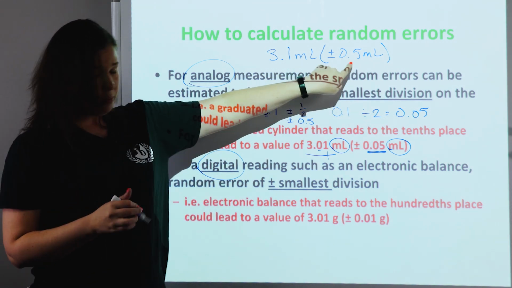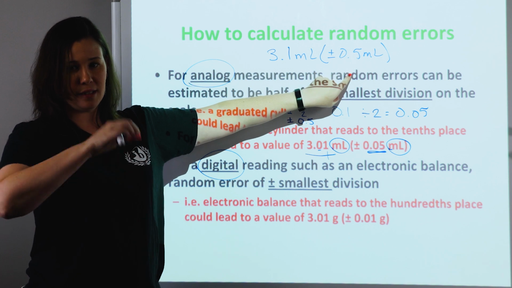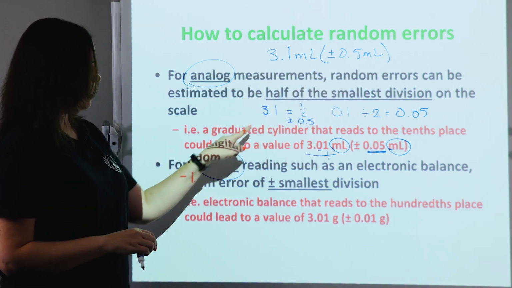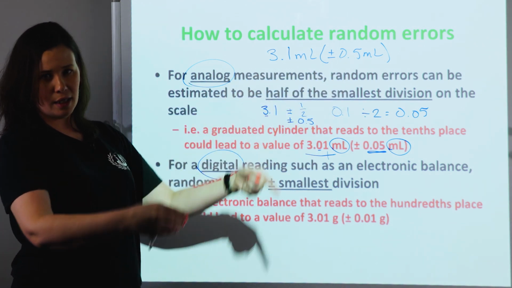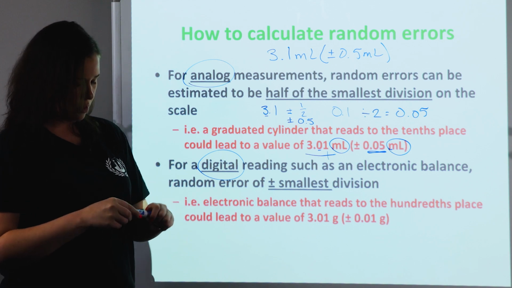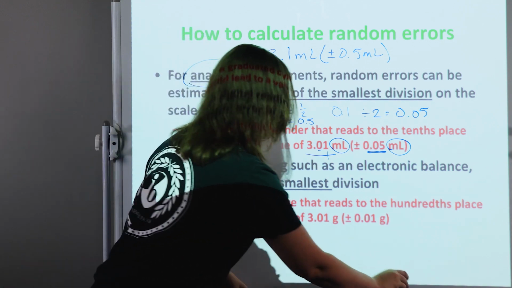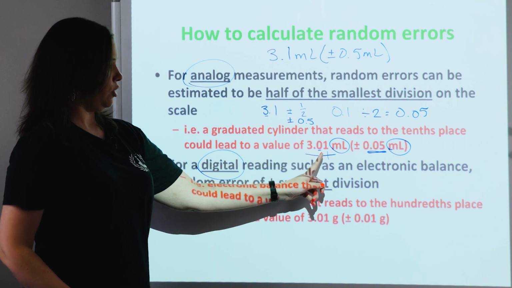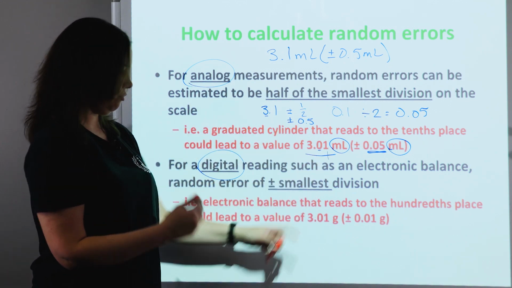But to get the number, that's the hard part, right? What is the actual uncertainty? You have to take the smallest division and cut it in half. And it is a little bit easier when you're taking the readings for yourself because you can just look at the tool instead of having to determine it by cutting back one from the estimation.